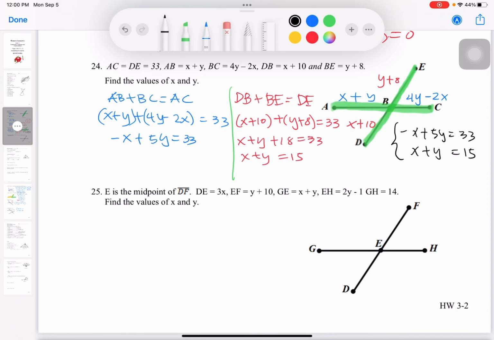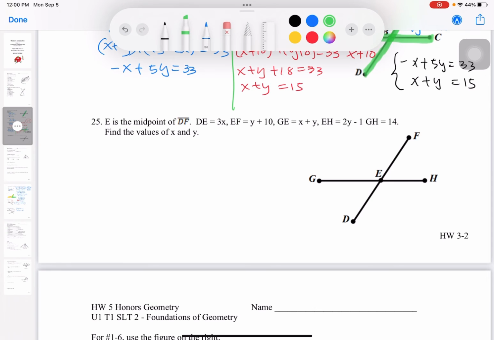Let's take a look at number 25. E is the midpoint of DF. So let me highlight DF. And we know that E is the midpoint. Therefore, we can say that DE is equal to EF because E is the midpoint of DF. Be careful not to assume that E is also the midpoint of GH because that is not given information. Let's proceed. We know that DE is 3x and EF is y plus 10.